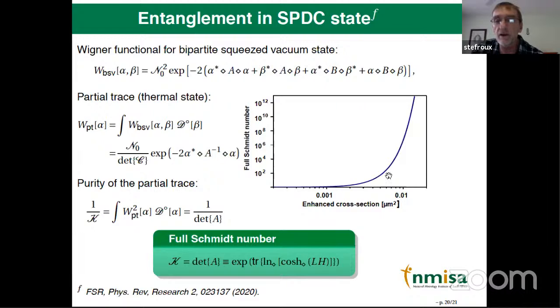And we see a very rapid, drastic increase in the full Schmidt number, which is a way to quantify the entanglement in a pure state. And this is the full Schmidt number because it incorporates all the degrees of freedom, the particle number degrees of freedom, and the spatial temporal degrees of freedom. Please note this is a logarithmic scale, so this is really a very drastic increase.